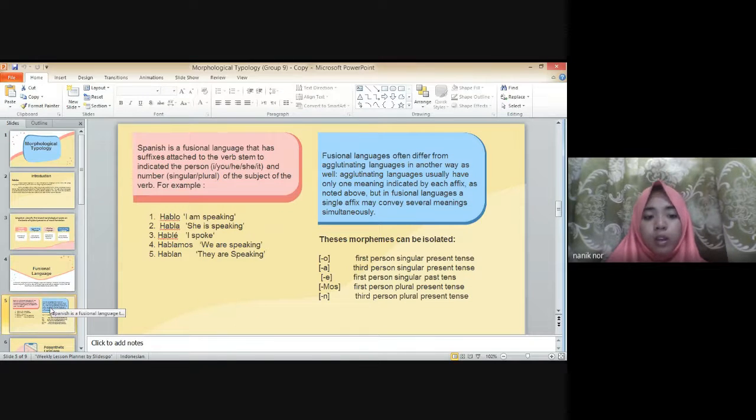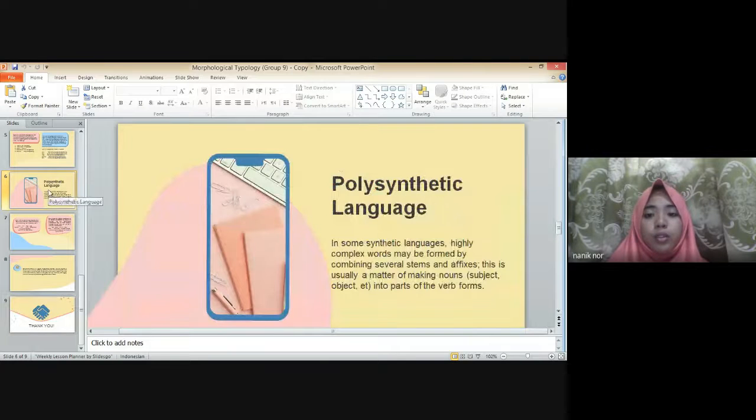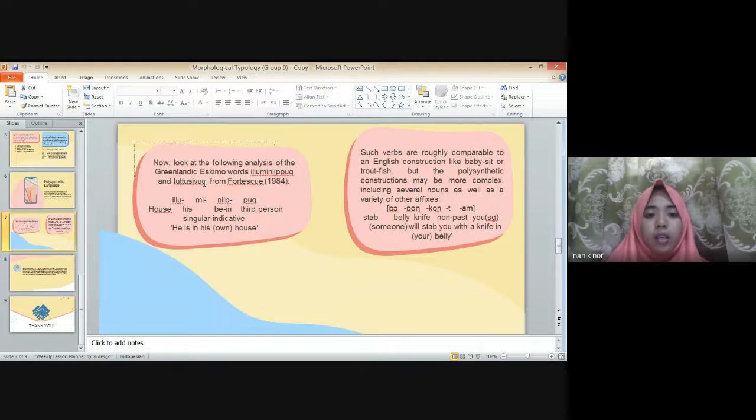Okay, and now let's move on to the next subtype, that is polysynthetic language. In some synthetic languages, polysynthetic also being a subtype of synthetic language, highly complex words may be formed by combining several stems and affixes. This is usually a matter of making nouns, such as subject, object, etc., into parts of the verb form. The example of a polysynthetic language is Eskimo.